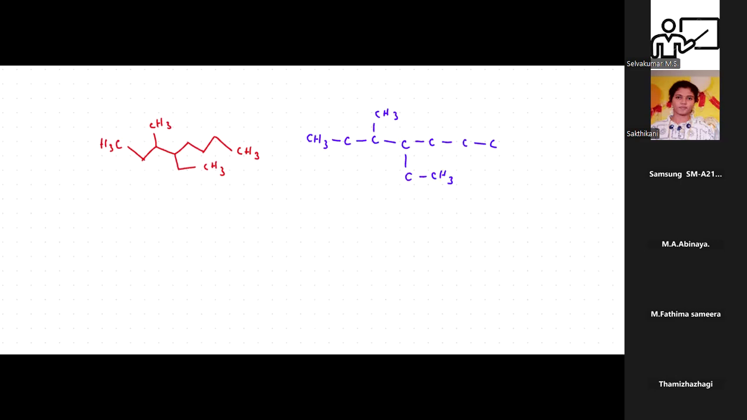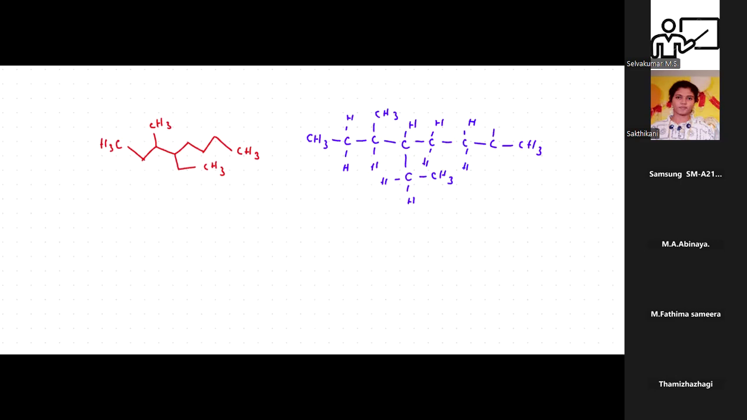Now you adjust the hydrogens. 1 hydrogen, so 4 bonds are satisfied. Here is 1 hydrogen. Here 2 hydrogens. And here also 2 hydrogens. Here also 2 hydrogens. Here also 2 hydrogens.